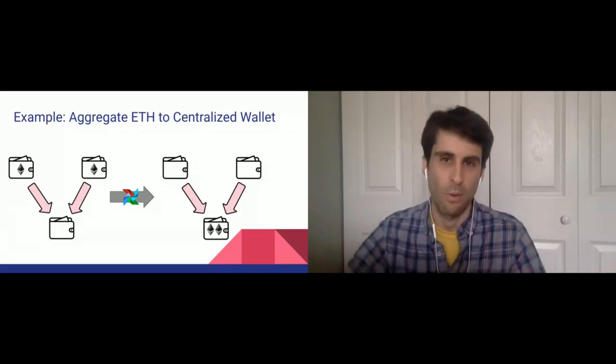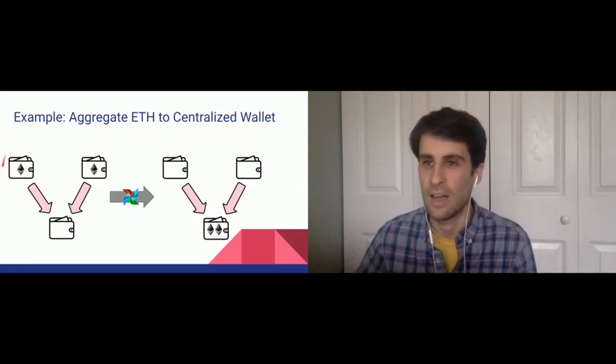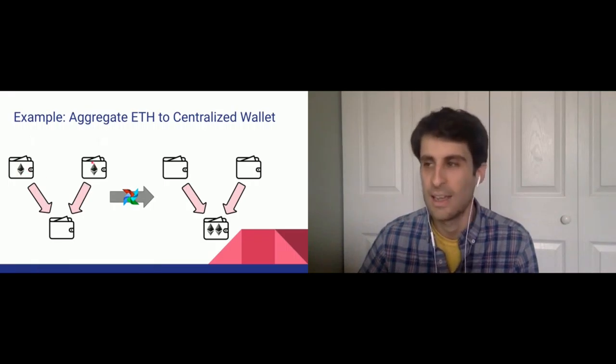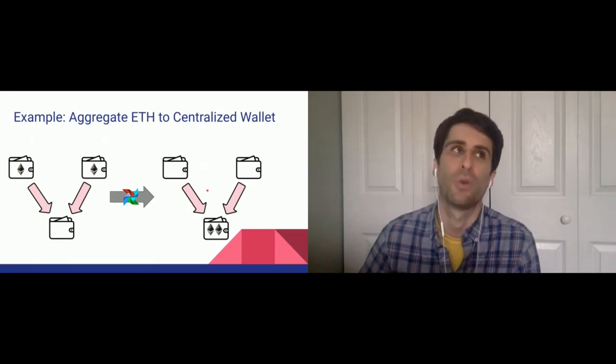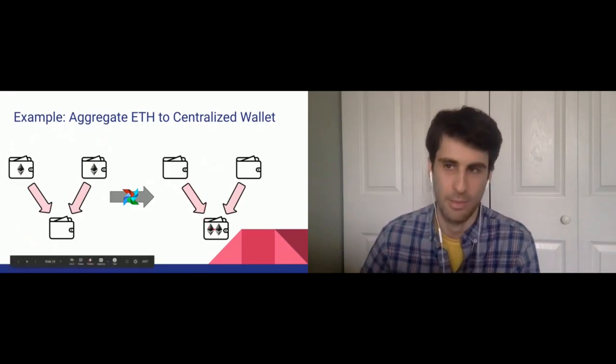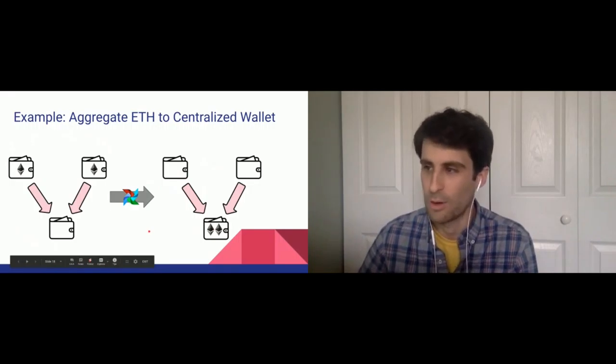I do this because I have wallets that accumulate Ethereum, and I want to bring all that Ethereum back on a periodic basis. So you see before the workflow gets executed, we have two wallets that have some Ethereum in them. And then after the workflow gets executed, we have one wallet that has all of the Ethereum, right? So the way that this works, this is the same workflow as shown earlier.